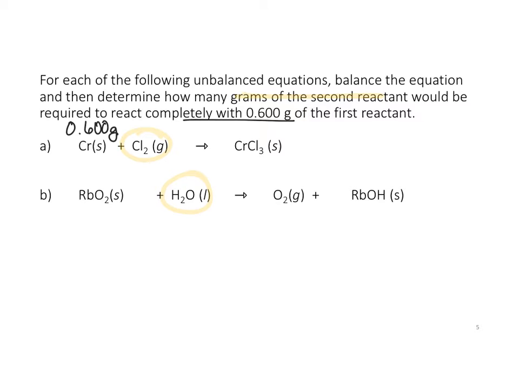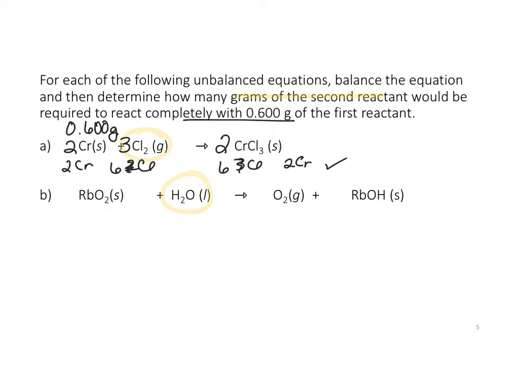So we balance. 1 chromium, 1 chromium, 2 Cl, 3 Cl. So we need to put a 2 in front of there. So now that's 6 chlorides and 2 chromium. And we need to put a 3 here so we can get 6 chlorine. And then we need a 2 to get the chromium. So now we're balanced. And that's important because we're going to need those mole to mole ratios to change substances.